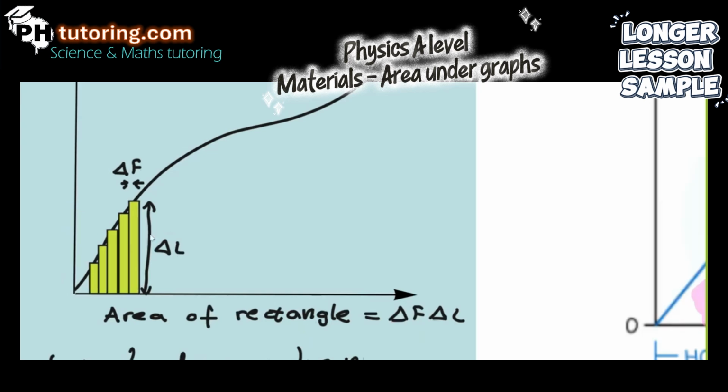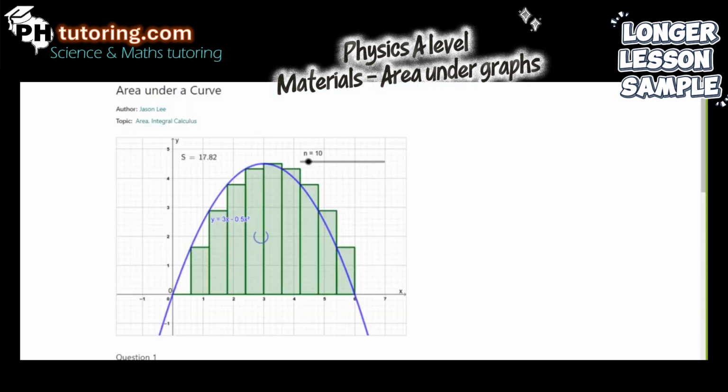And so if we look at each individual rectangle, the width of the rectangle would be the change in the force applied, and the height would be equal to the change in the length applied at that point. And so the area will in fact be the work done. And so when you add up all these rectangles, you can see that would be the total area.